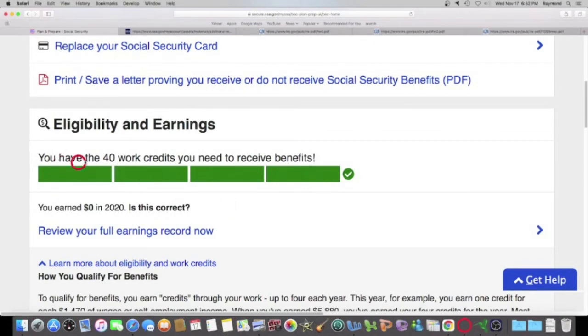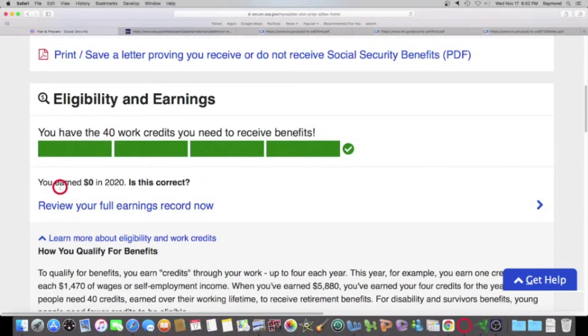It's telling me that I've got the 40 credits, and as we just discussed, you need that. It's also saying in 2020, I earned $0. So for the last 8 years, I have not worked. So for me, I have 8 years of zeros that's being averaged into the annual pay when I was working.